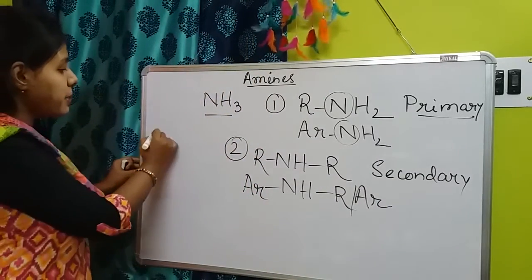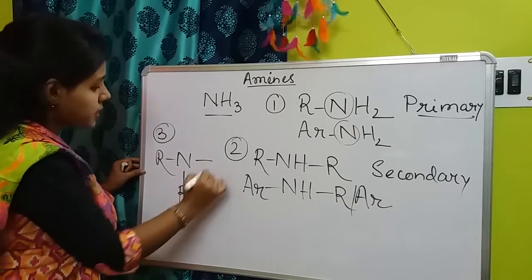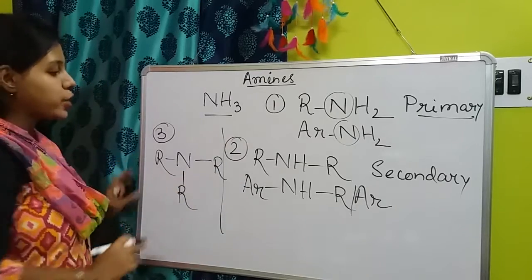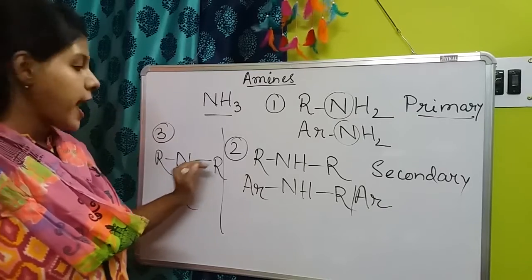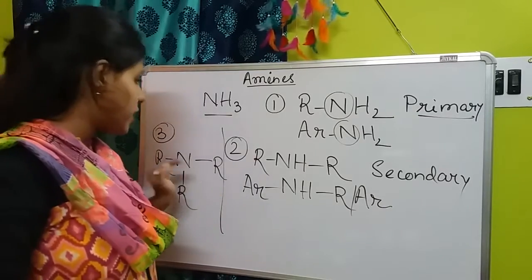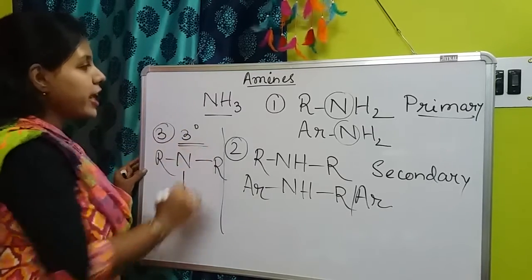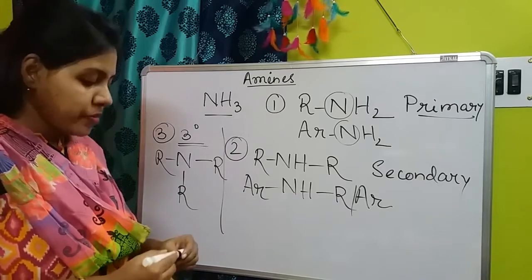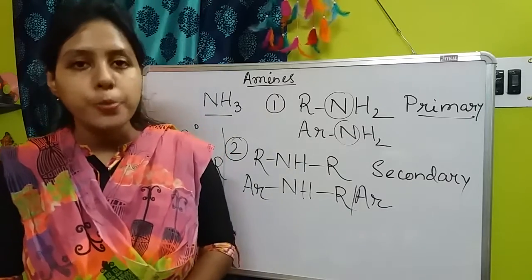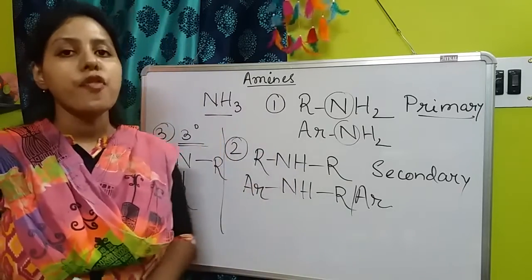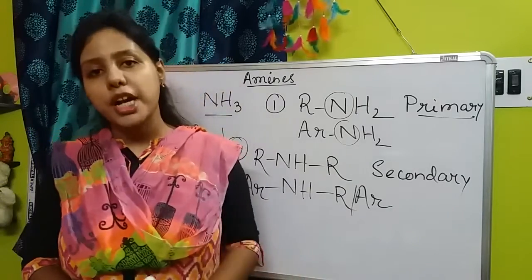And in case of tertiary, number 3, there will be three alkyl groups combined with the nitrogen atom, or two aryl groups and one alkyl group can be attached with the nitrogen. So this will be called tertiary or 3-degree amine. So depending on the degree of substitution, that means the number of alkyl or aryl groups attached with the nitrogen of amine, these are classified into primary, secondary or tertiary amines.